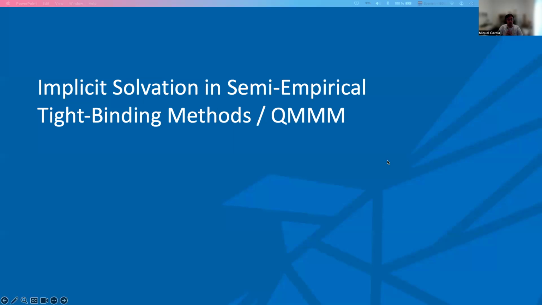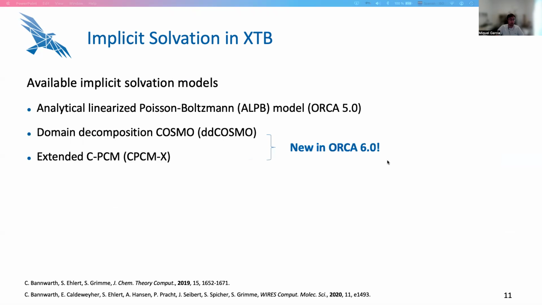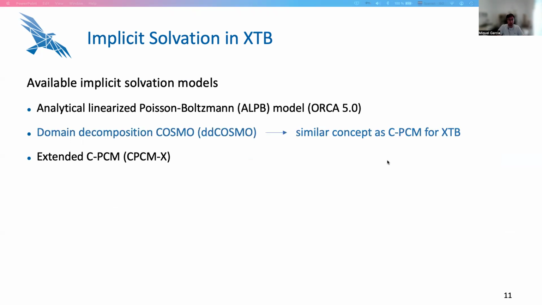Okay, as you know, in ORCA, we also have solvation in semi-empirical tight binding methods like XTB, and QM/MM. What have we done there? Well, for XTB, in ORCA 5.0, we had the analytically linearized Poisson-Boltzmann model. Now we have two new methods, DD-COSMO, domain decomposition COSMO, and extended CPCM, CPCMX.